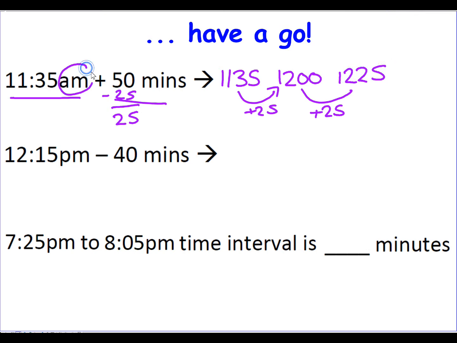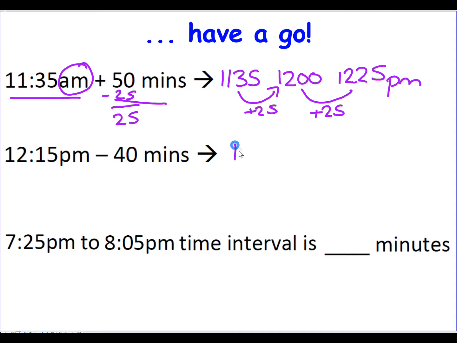Now, we were at 11:35 in the morning, but as soon as you go past 12 in the morning, it becomes PM. So your answer should be 12:25 PM. So anything past 12 midday turns into PM. Let's have a look at the next example.